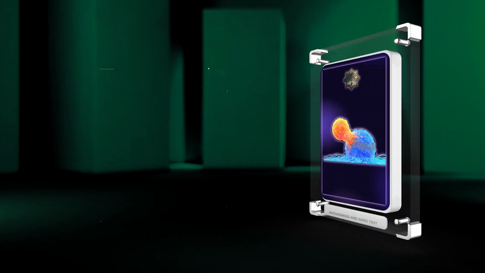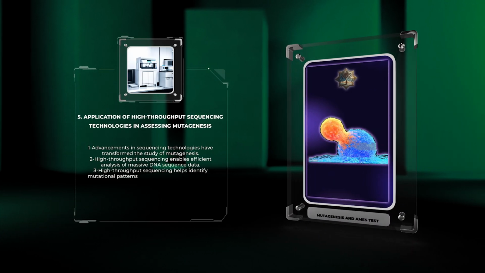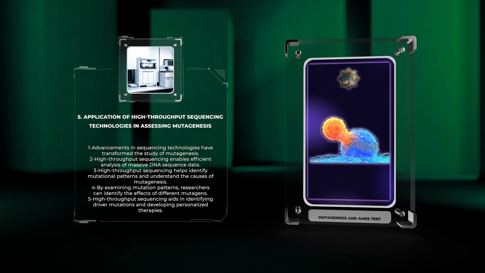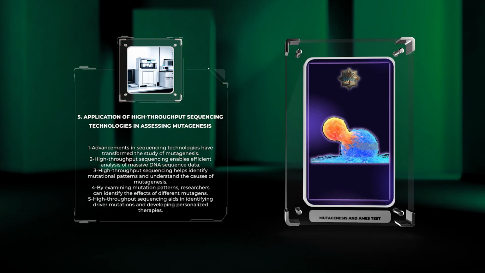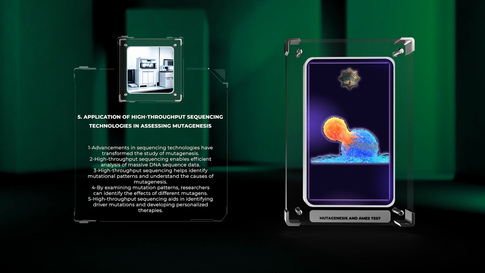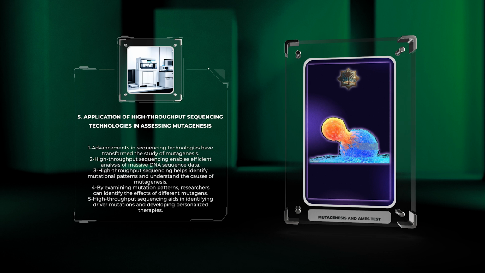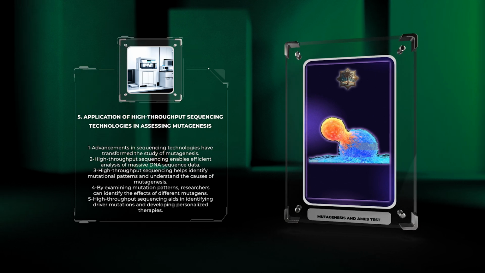Advancements in sequencing technologies have transformed our ability to study mutagenesis on a whole genome level. High-throughput sequencing, like next-generation sequencing, enables efficient and rapid analysis of massive DNA sequence data. These technologies help identify mutational patterns and understand the causes of mutagenesis.